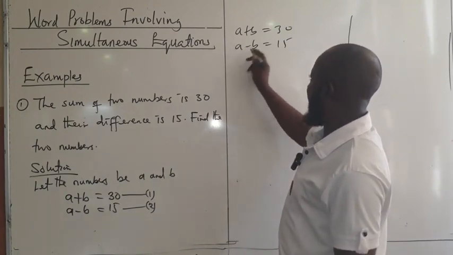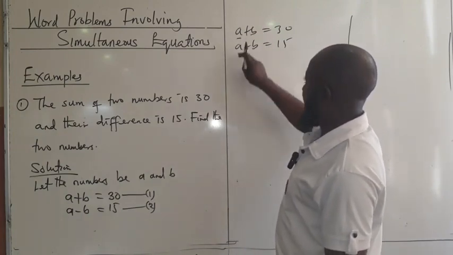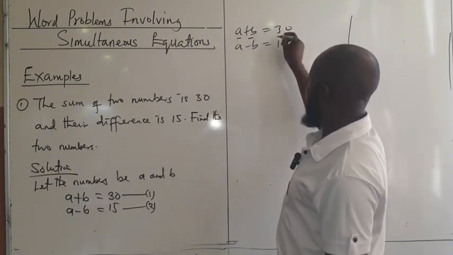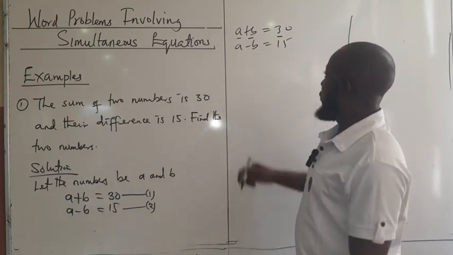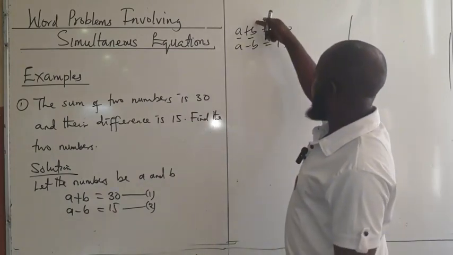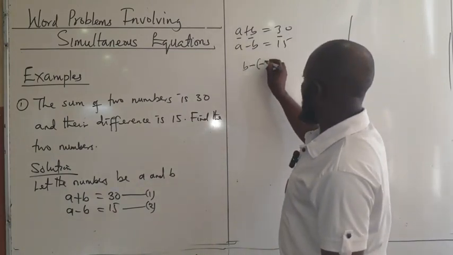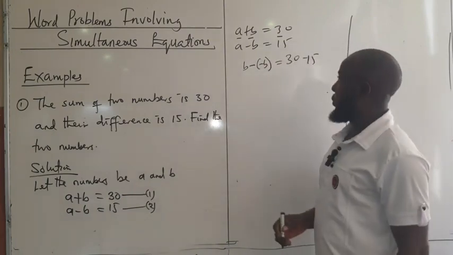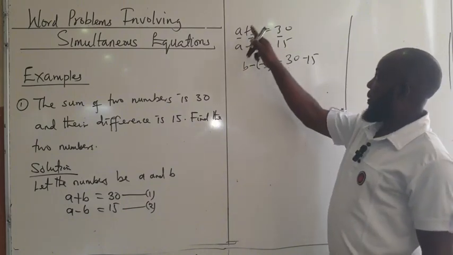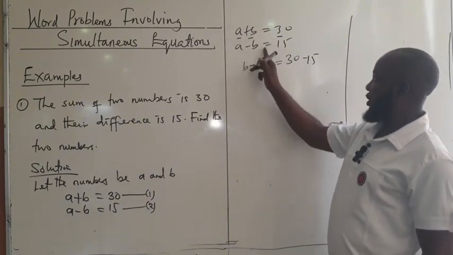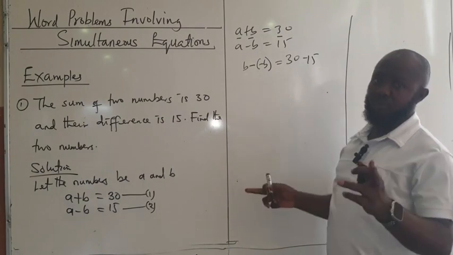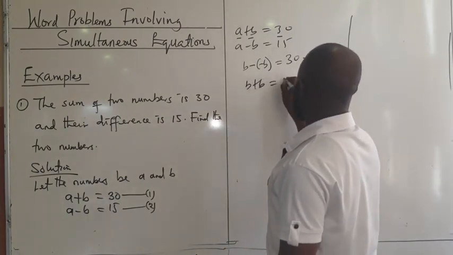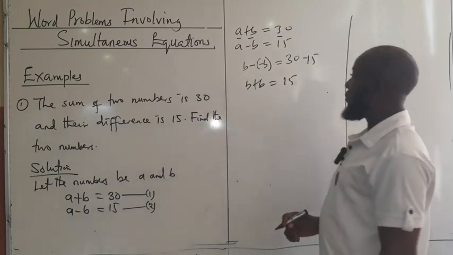So let's eliminate A. In eliminating A, we're going to subtract. That's A minus A, which will give us 0. So we must also subtract the B terms and the numbers. I hope I'm making sense. So A minus A is 0, B minus minus B, and 30 minus 15. So this is B, minus is this one, minus B is this one. Is that clear? So don't make the mistake. This will give us B plus B equals 15. Are you with me?